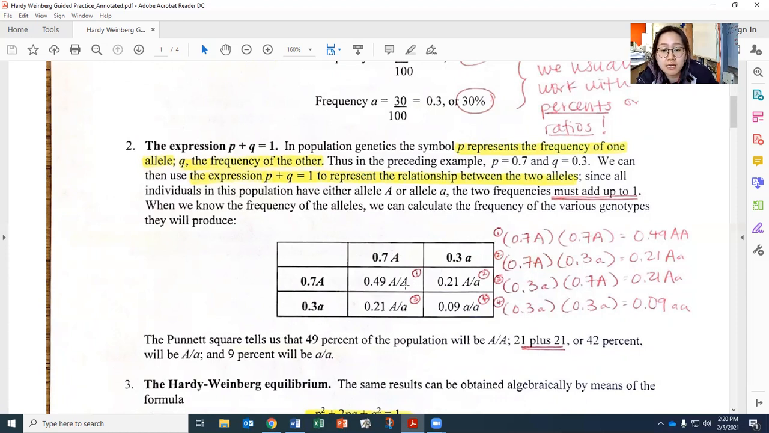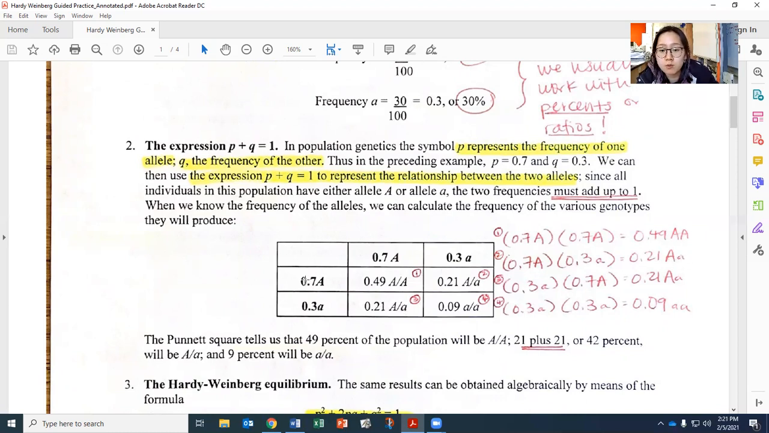Now, when you multiply them together, you're going to be getting a 0.49 capital A, and that's shown right here, because you multiply the 0.7 capital A with a 0.7 capital A, and that gives you the frequency of 0.49 for genotype AA, homozygous dominant. So if you go ahead and do the heterozygotes, that would be 0.7 capital A times 0.3 lowercase a right here. And that would give you 0.21 capital A lowercase a.